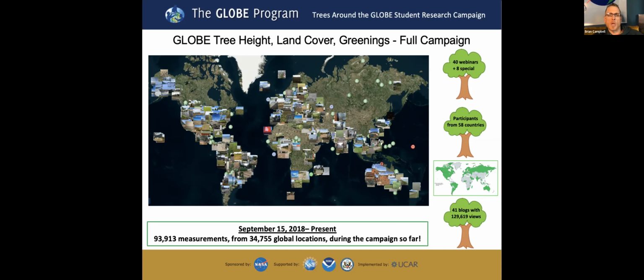I don't have all those included here, but some of those 8 special ones are like the 5-hour workshop we did earlier this year in the spring, which was part of year 3 of the campaign. We have participants from 58 countries who are active in the campaign. And if you have visited the campaign website, we have 41 blogs with almost 130,000 views. So we have a lot of good information out there, from data to blogs to recorded and archived webinars, and links to help you in your research and learn more about the campaign.